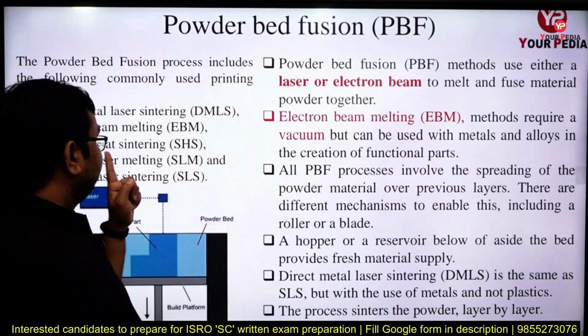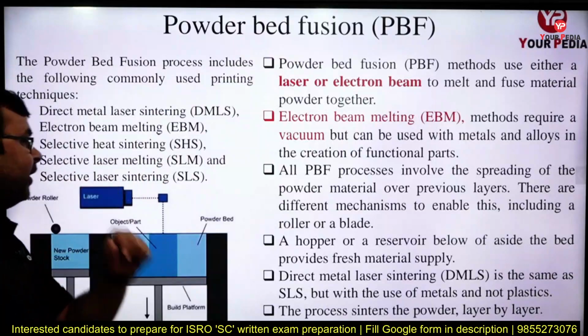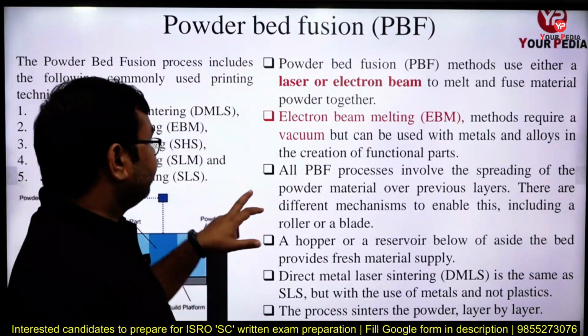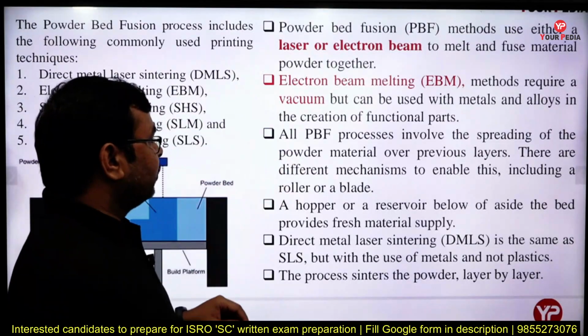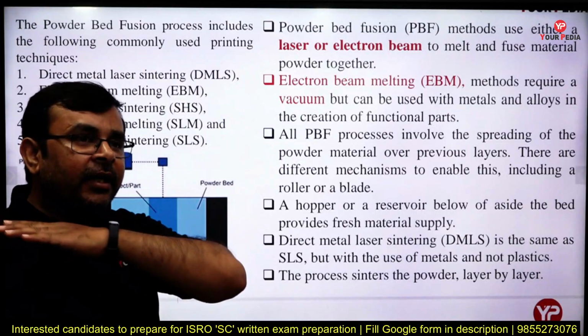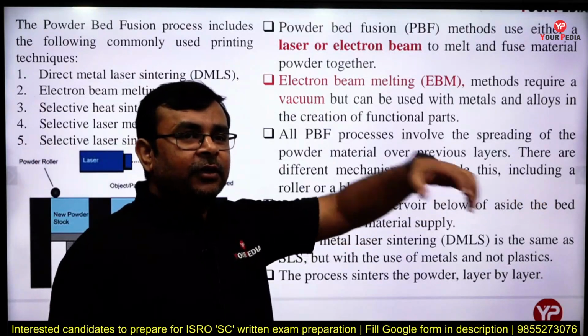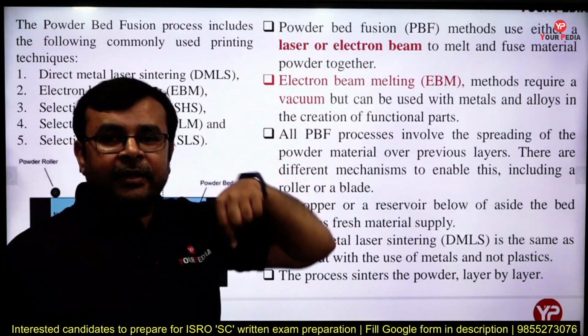So I think this difference is enough for understanding selective laser melting as well as selective laser sintering. Okay, so now, all powder bed fusion processes involve spreading the powder metal over the previous layer. Obviously, suppose you have one layer and you provide the laser light or electron beam to melt that material.